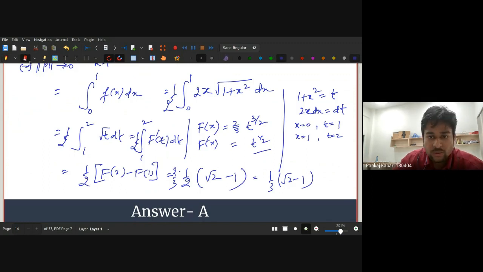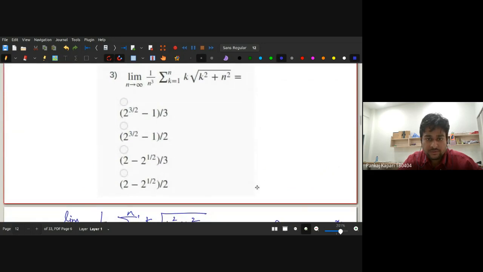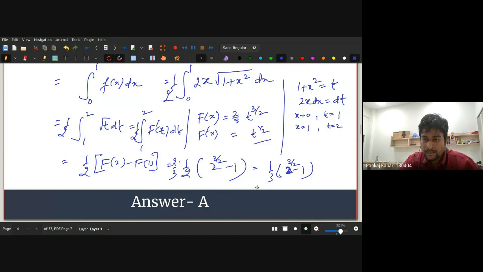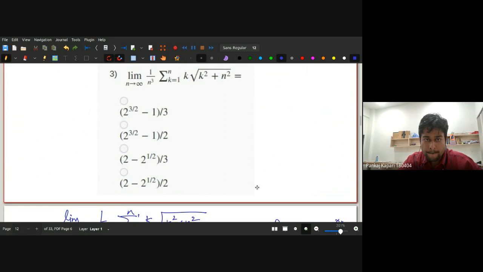Okay, it's not the square root of 2, it's the power: we are taking 2 to the power 3 by 2, right? Because the capital F function was the power 3 by 2. This is our final answer, 1/3 of 2 to the power 3 by 2 minus 1. Yes, the first option is correct, right?